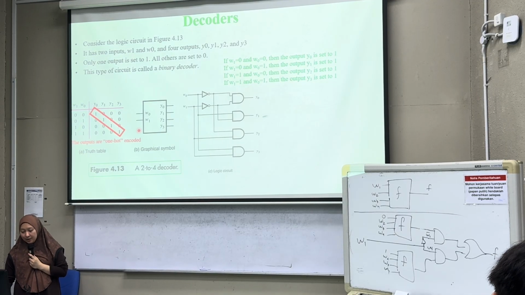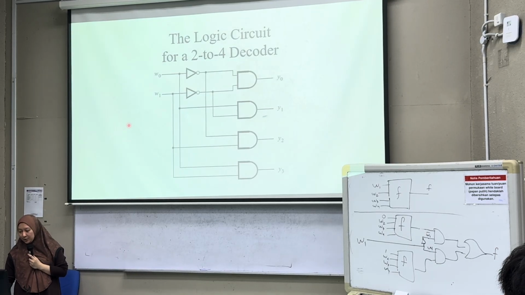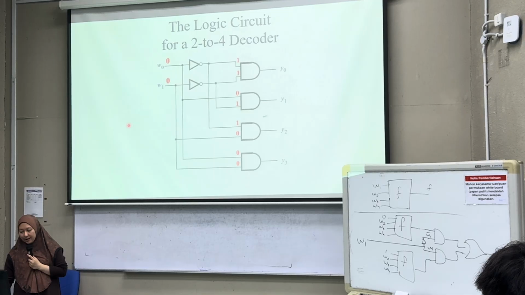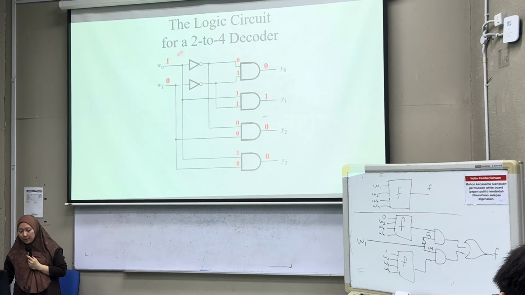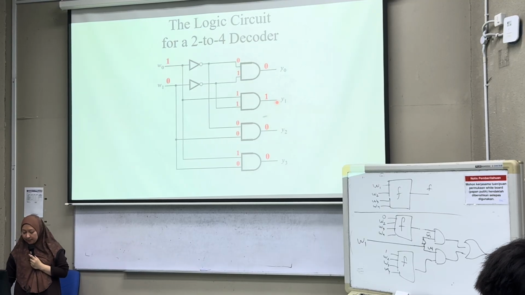We can also call it a one-hot encoder, another term for it. So this is the 2-to-4 decoder. When W1 is 0 and W0 is 1, you feed it into this circuit, and you have y1 as 1.